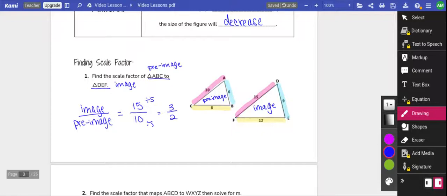And you're going to ask yourself, does that make sense? Did it get bigger because 3/2 is greater than 1? And yes, your image is bigger than your pre-image.